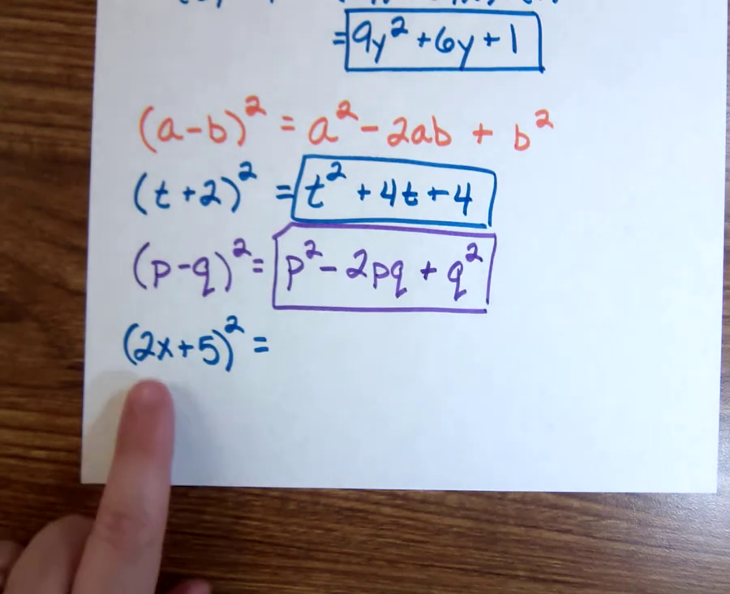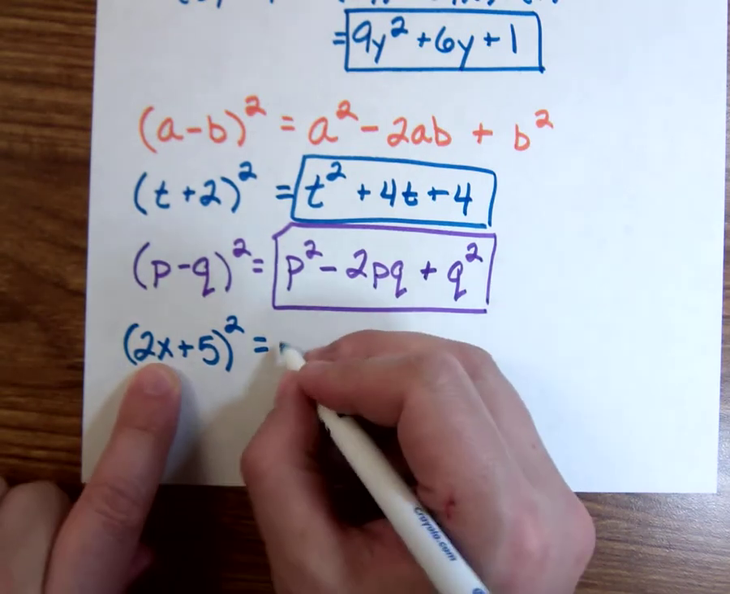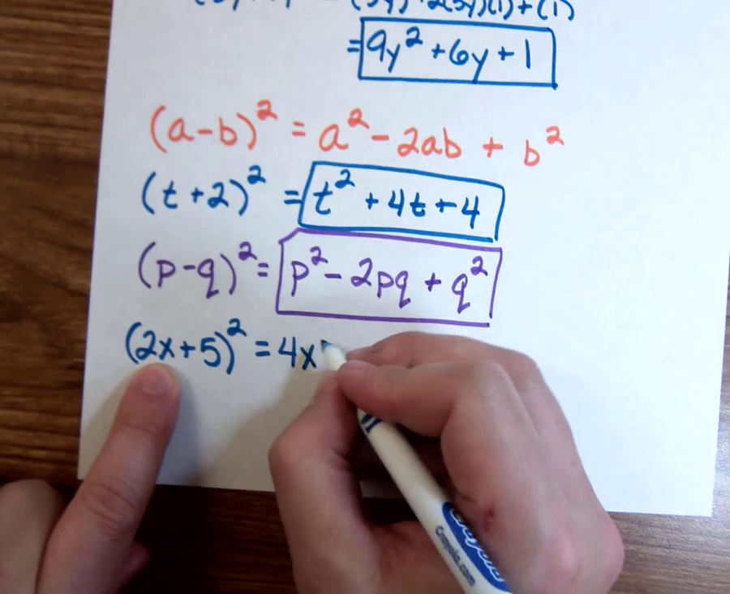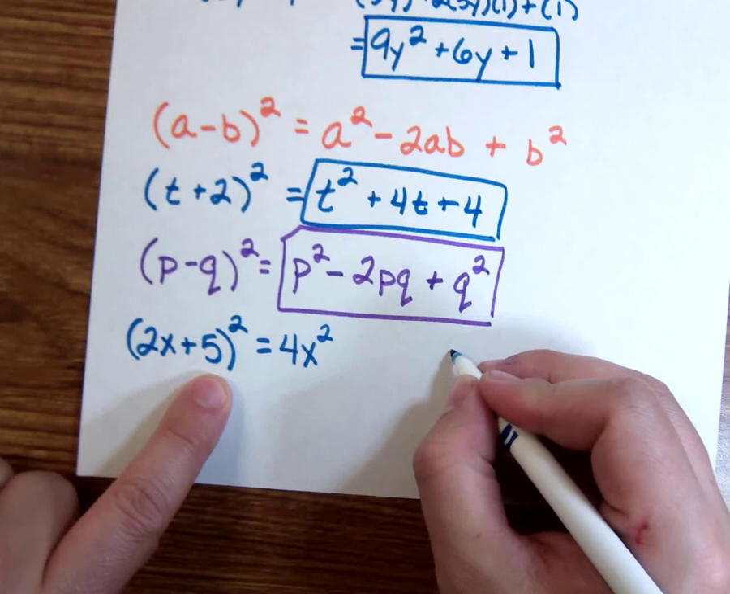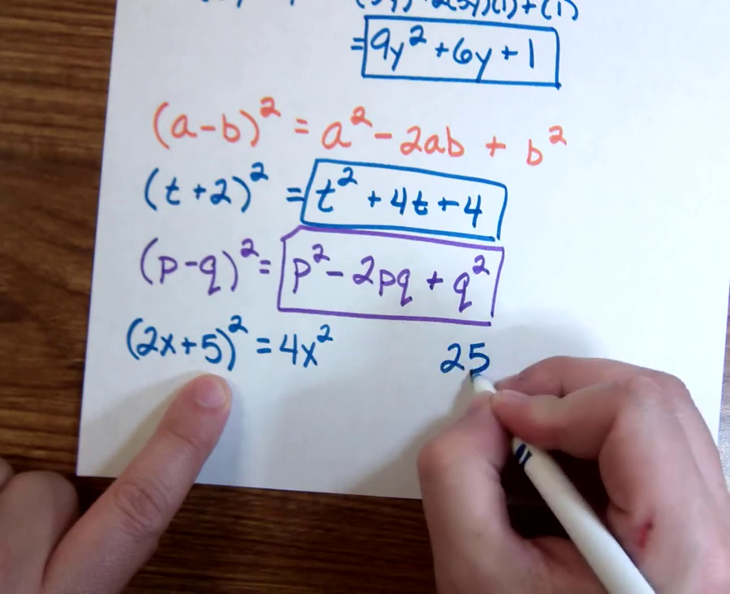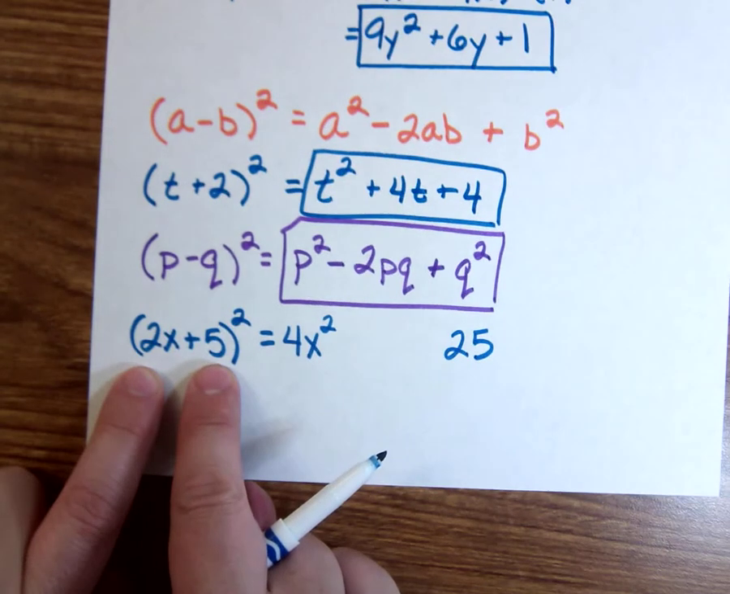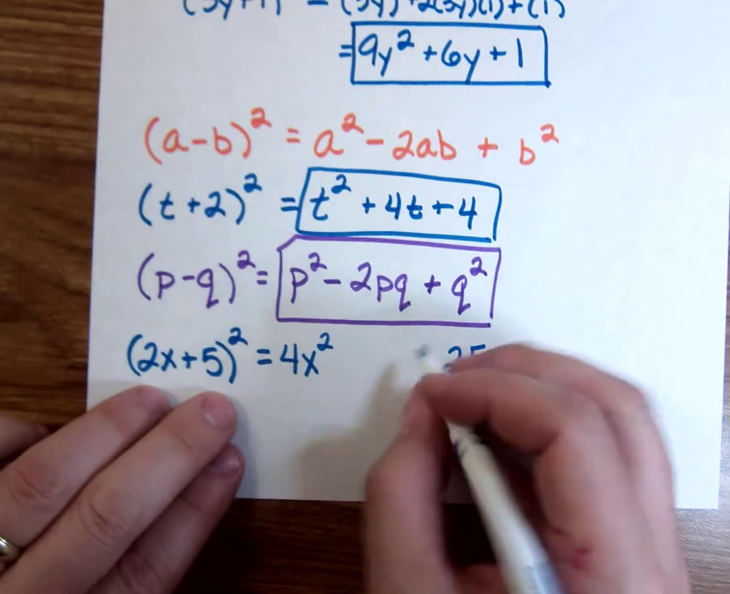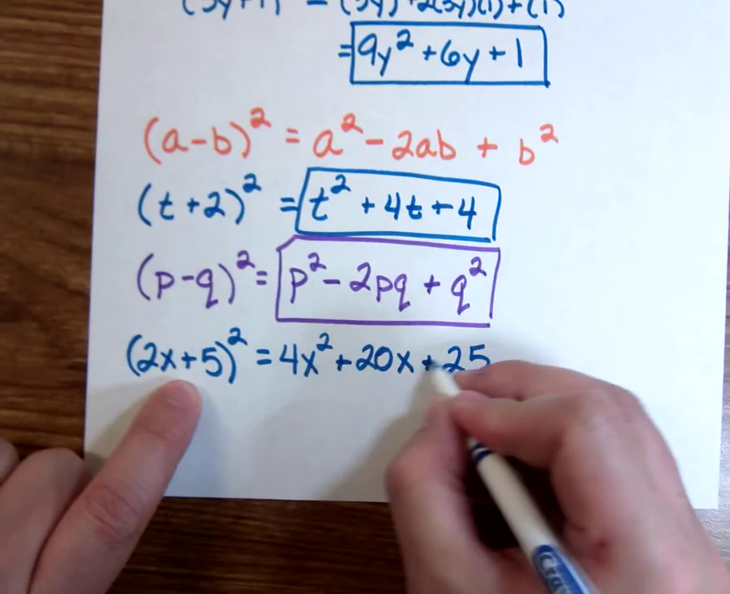All right, square the first thing. Just squared. Square the last thing. And in the middle, first thing times the last thing. 2x times 5 is 10x doubled. 20x. Plus sign in the middle, so plus plus.